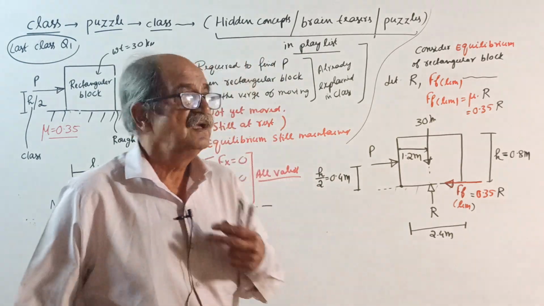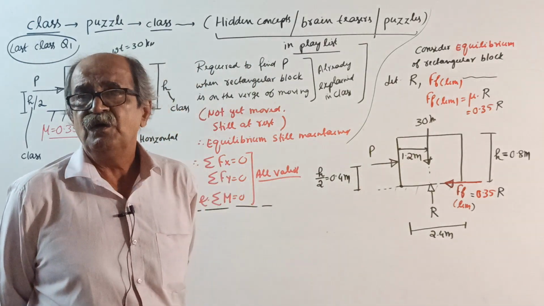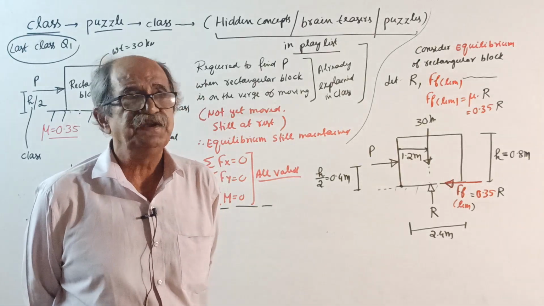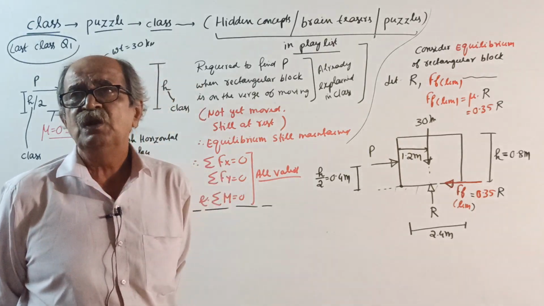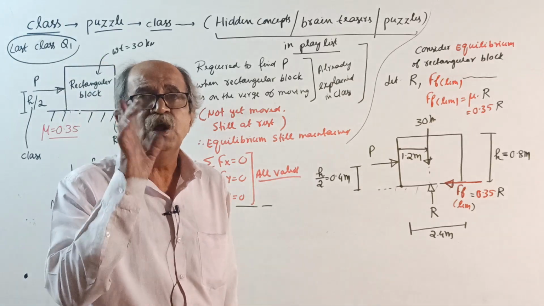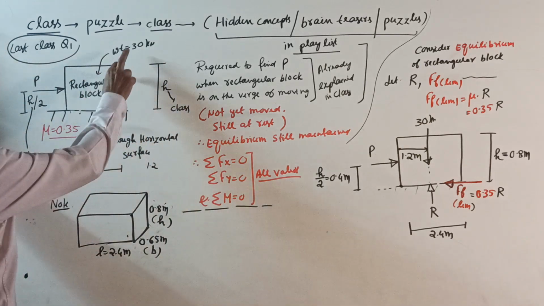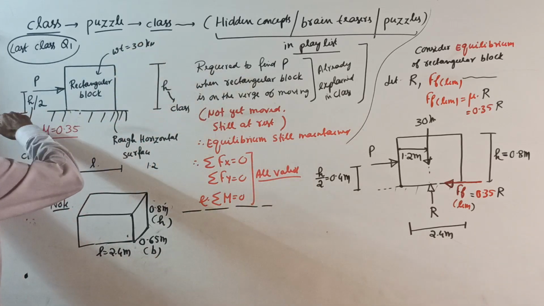Last class, I solved questions. I started writing very important basic questions for friction to understand thoroughly. Last class, question 1, question 2, question 3, question 4. Just to understand, question 1 was: a rectangular block weighing 30 kilonewton is placed on a rough horizontal surface.